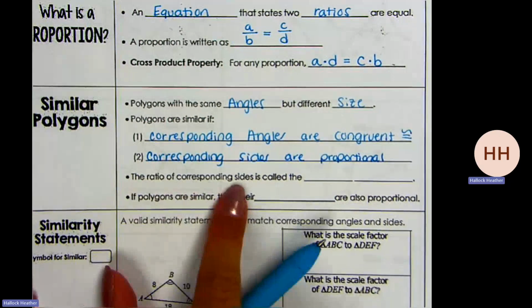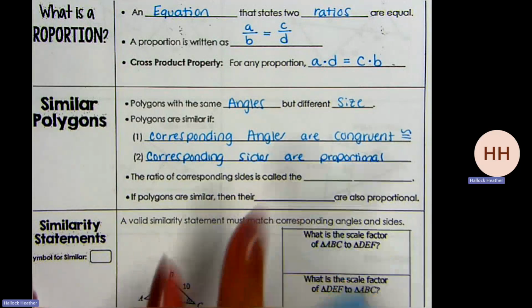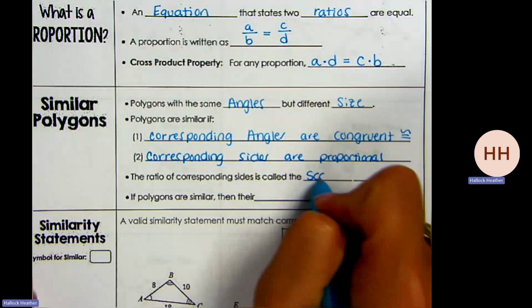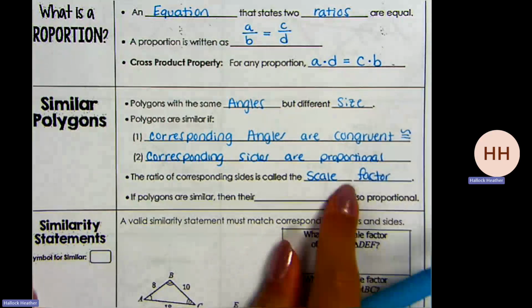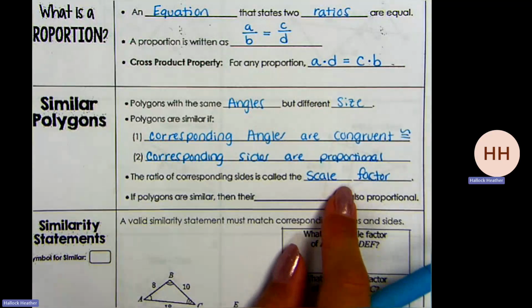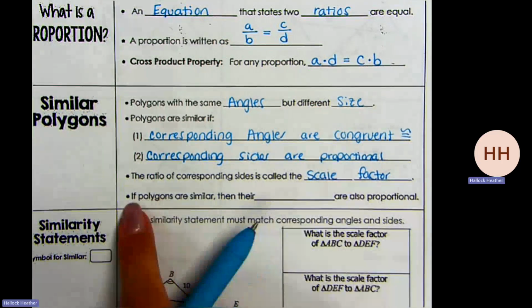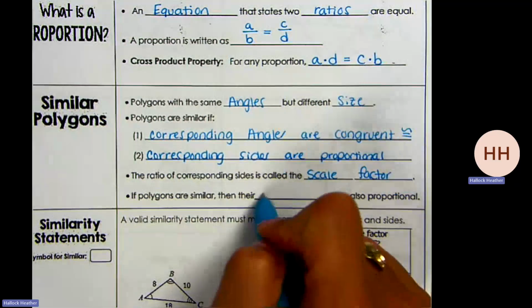The ratio of the corresponding sides is called the scale factor, which we talked about yesterday. We talked about if a scale factor is less than 1, it gets smaller. If it's more than 1, it gets bigger. And the last thing is if polygons are similar, then their perimeters are also proportional.